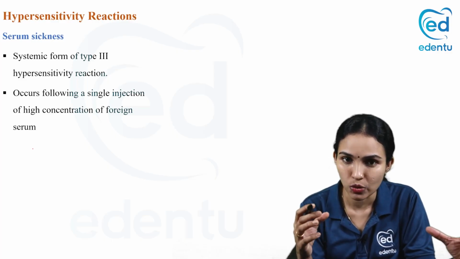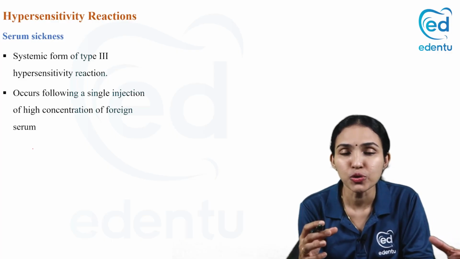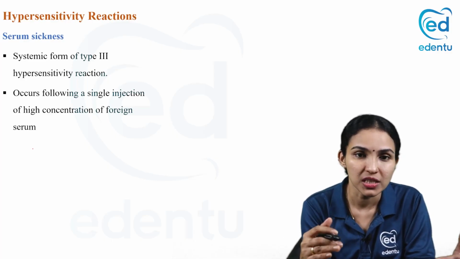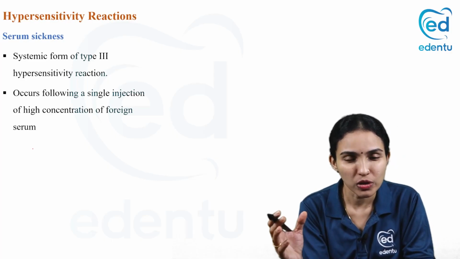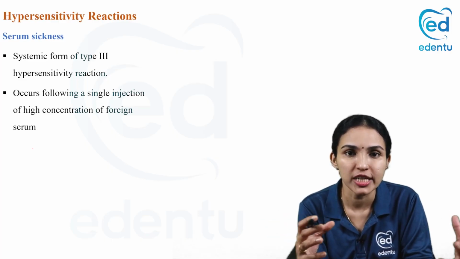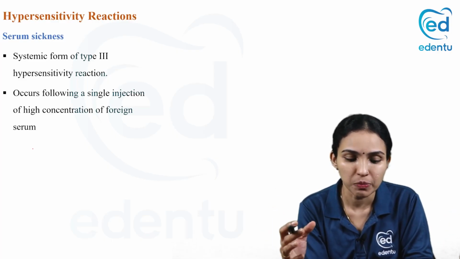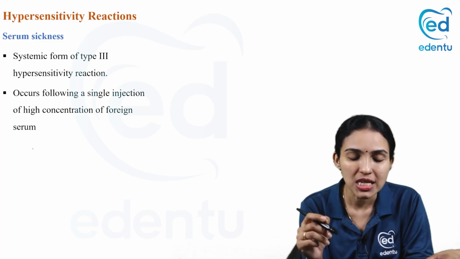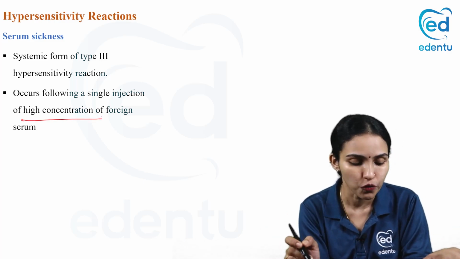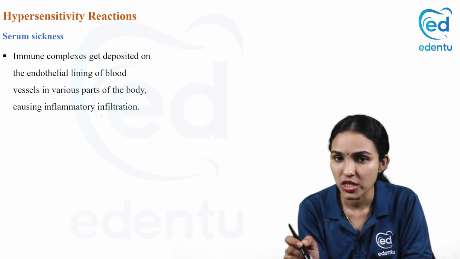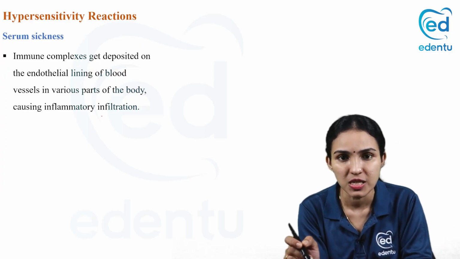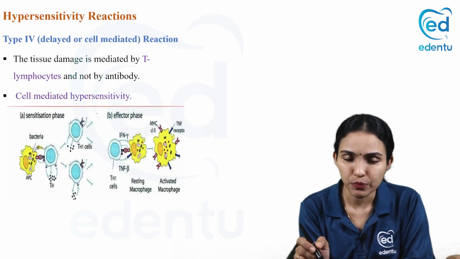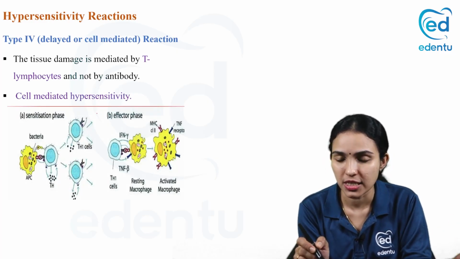If you inject it in a loading dose, it can lead to production of antibodies, and the antibody titer may peak in a week. That can lead to a lot of immune complex formation, which get deposited in multiple tissues and multiple organs. So that will lead to a massive kind of reaction. This follows a single injection of high concentration of foreign serum. They get deposited in the endothelial lining of blood vessels in various parts of the body, causing inflammatory infiltration. So that is about type 3. The examples were Arthus reaction and serum sickness.